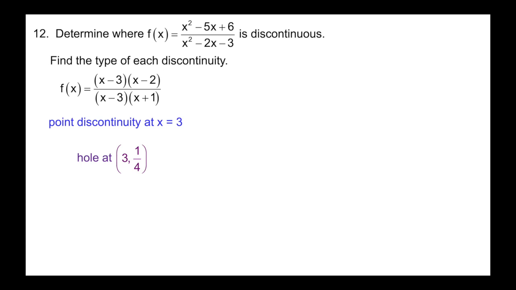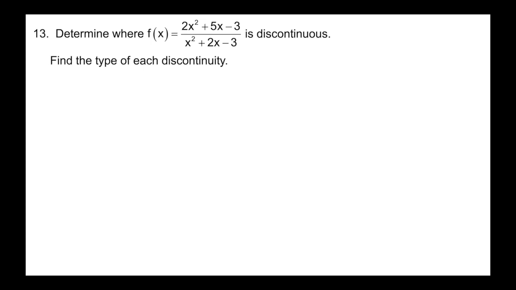And then from there, if you're finding the hole, which eventually is going to be important, what we would do is we would take that 3 and plug it in for all of the x's in the result. So x minus 3's have canceled, so I'm really just plugging it into 3 minus 2, so 1, divided by 3 plus 1, so 4, and that's where I'm getting that 1/4 from. And that would be that ordered pair where that hole would occur. The other type of discontinuity we're going to have here is going to be at -1. Again, we know that because that x plus 1 would still be in the denominator, -1 is a vertical asymptote, therefore we have infinite discontinuity there.